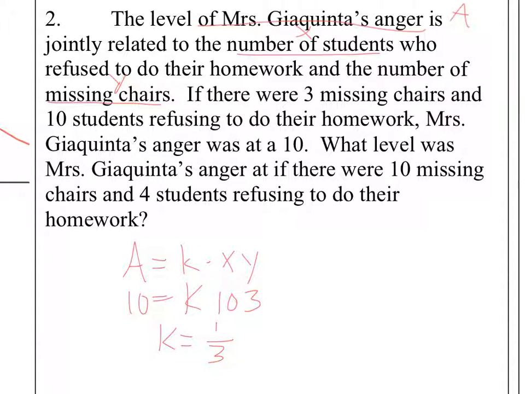Alright, we're going to go back in and take a look at the anger. If there were 10 missing chairs, so that's Y, 4 students refusing to do the homework, and K is 1/3, we get A is 40 divided by 3.